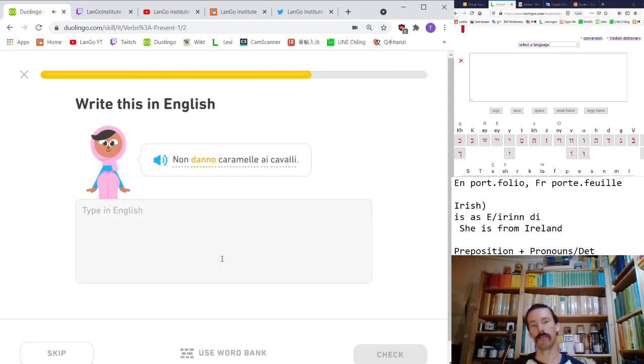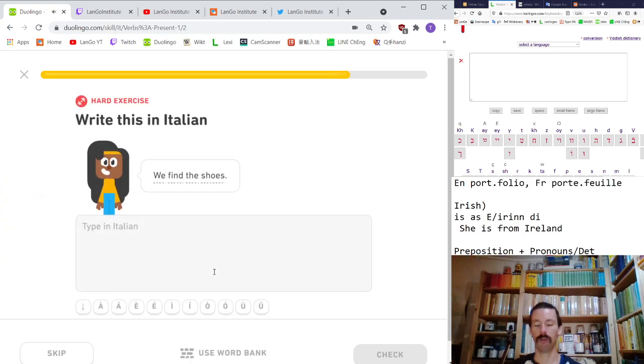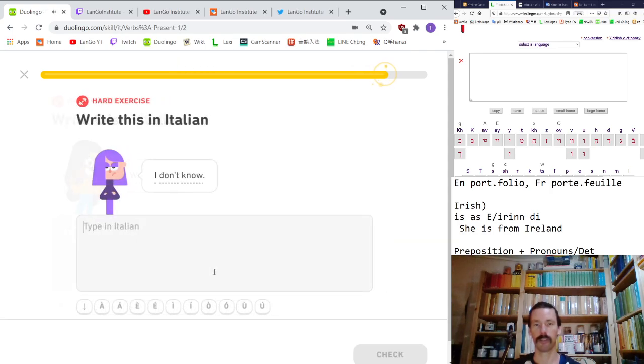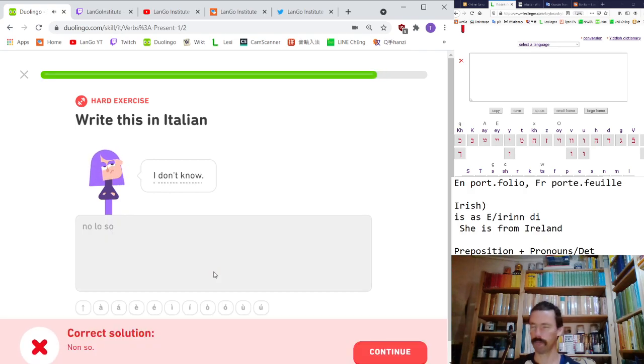Non danno caramelle ai cavalli. Fusion here. Ai. E, yeah. Just written together. Single sound. They don't give. Danno. Candy, sweets, to the horses. We find, troviamo, the shoes, le scarpe. I don't know. Non lo so. Non so.